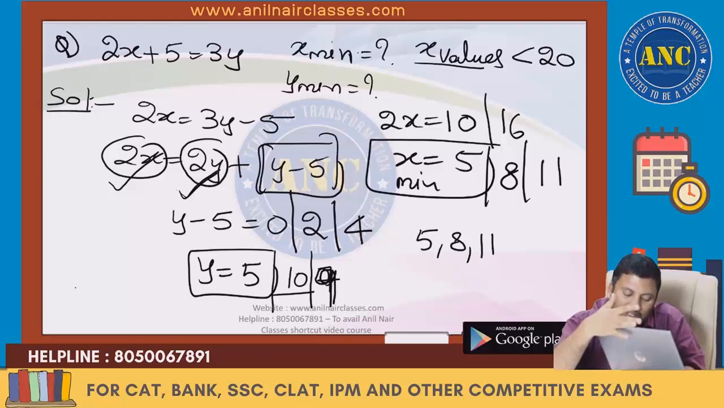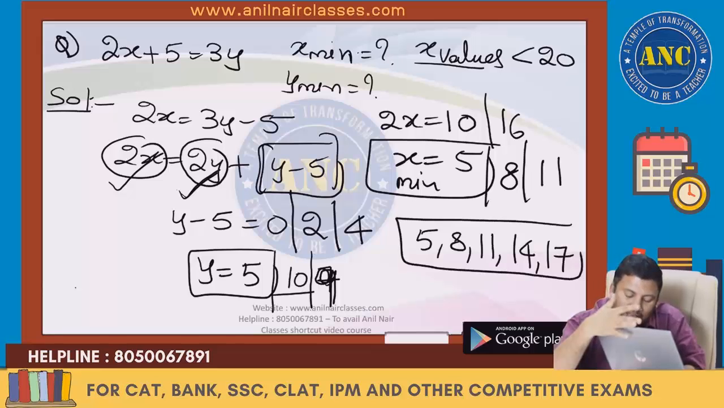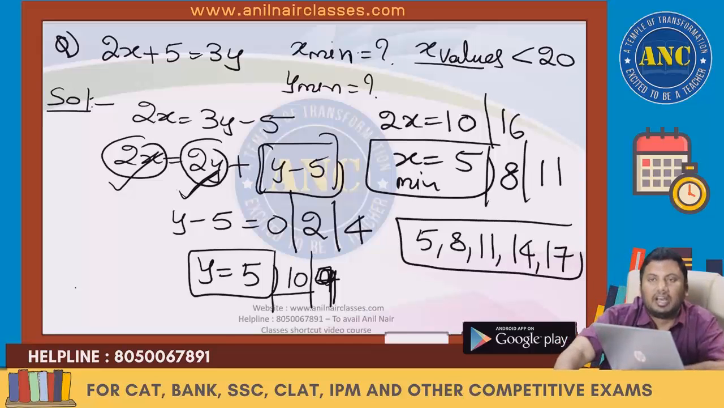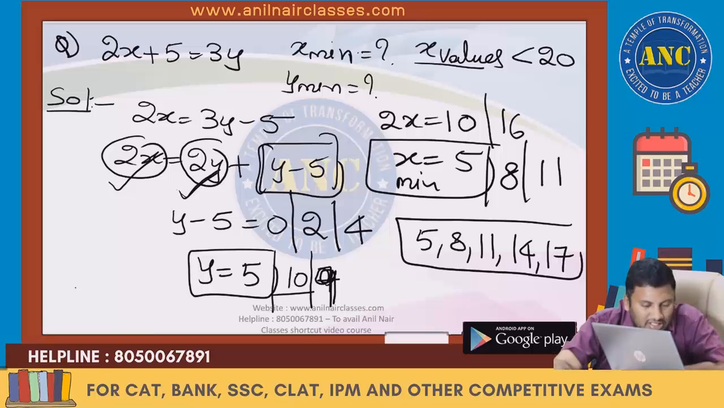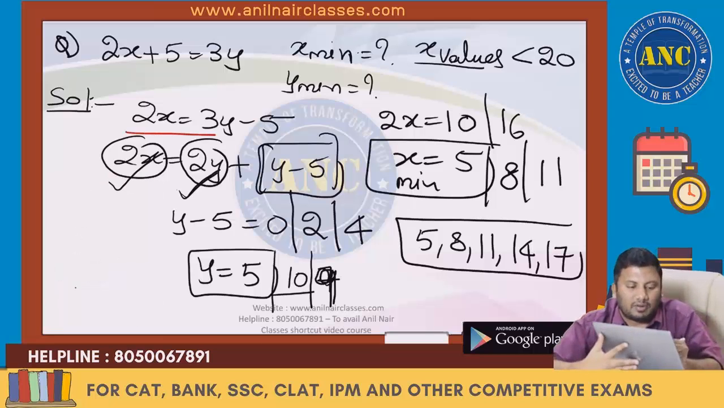5, an increase of 3, an increase of 3, an increase of 3. 5, 8, 11, 14, 17. I hope this equation solving is clear to you. If it is not clear, I will again solve 1 or 2 questions so that it will be clear to you.